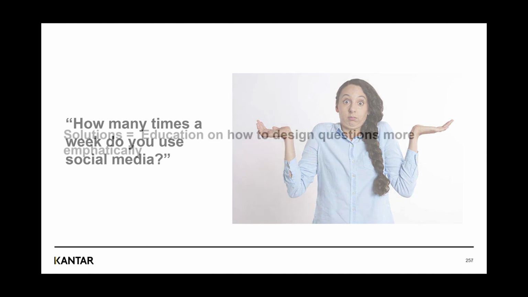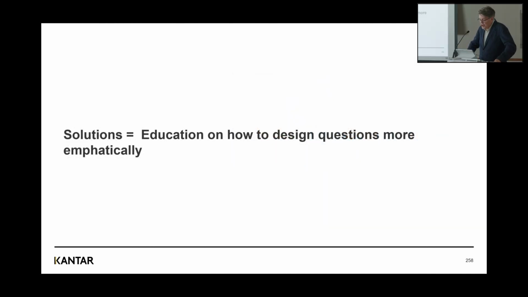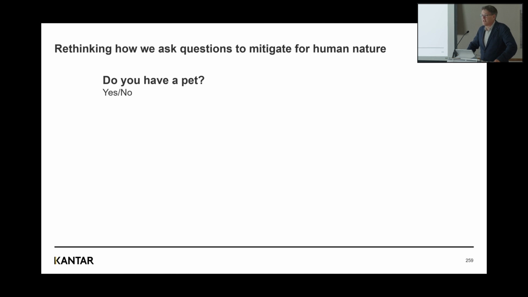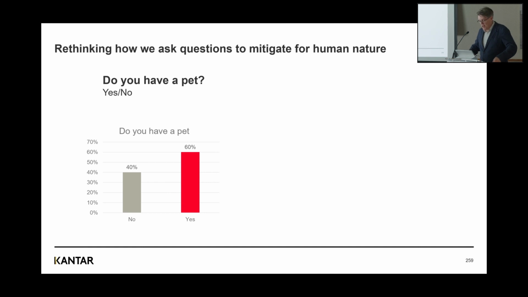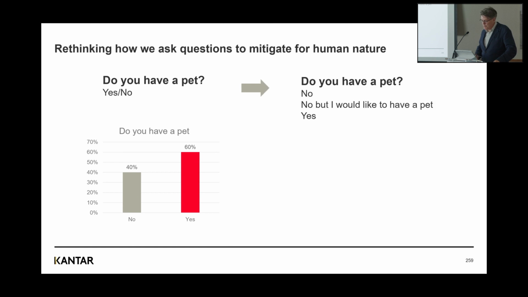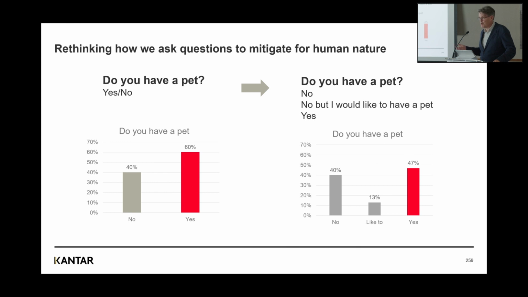So the solution to this is really a lot of education on how to design questions more empathetically. If you think about a really simple question in a survey like, do you have a pet? Fairly innocent question we might casually ask in a survey. This is from real data from a survey. We asked in India, do you have a pet? 60% of people say they have a pet. They're not really telling you that they have a pet. They're saying, I'd actually like to have a pet, and I'd like to do a survey about pets. And so just a simple change in emphasis of the question, adding the option, no, but I would like to have a pet, fixes that problem to a certain degree.